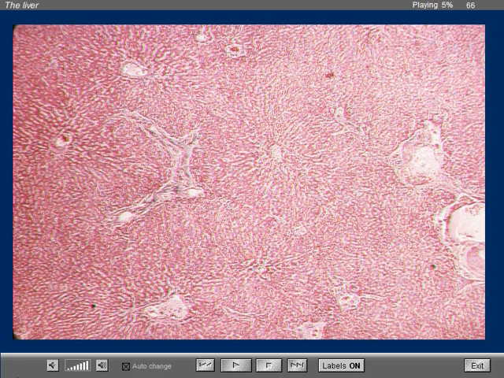In this low power magnification of a normal liver, we note the liver cords which radiate from the center of the liver lobule, where we see the hepatic venule. Connective tissue surrounds the liver lobule, particularly in the region of the portal triad, where, as we mentioned before, are the terminal branches of the portal vein and of the hepatic artery, and the beginning of the biliary ducts.